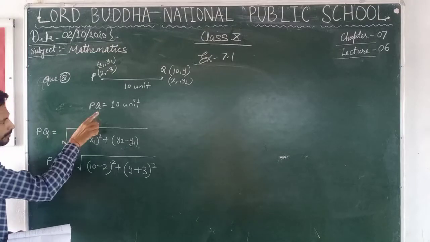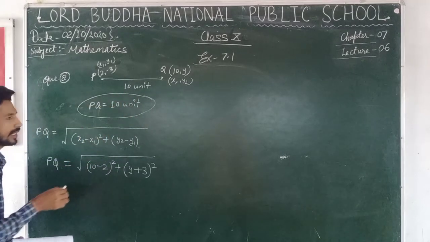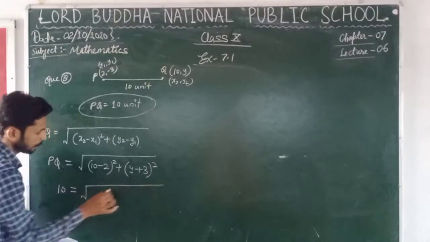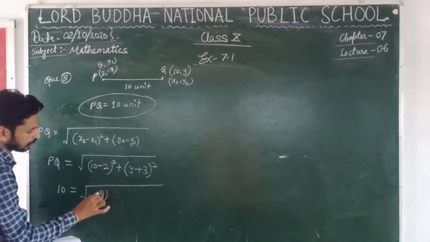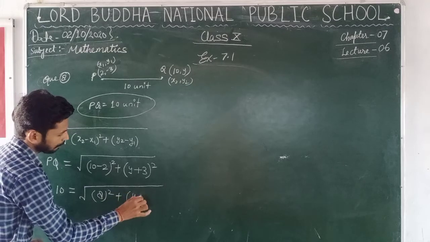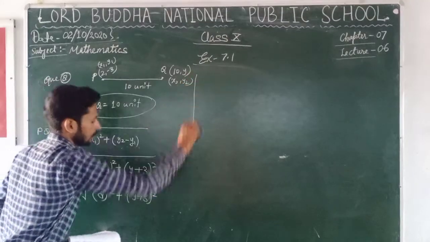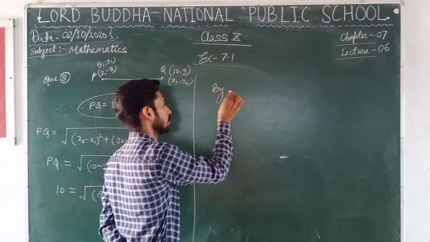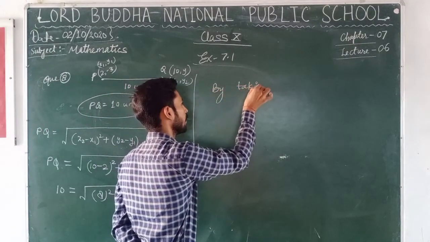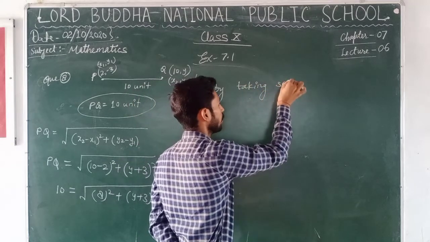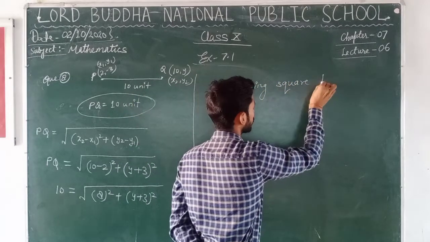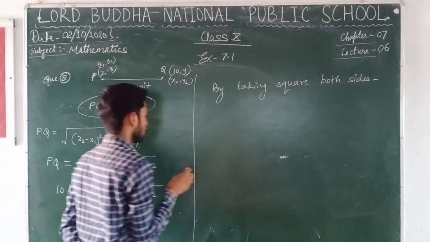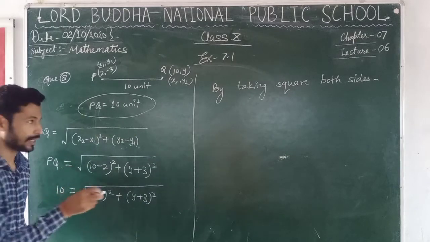What is the value of PQ? That is given in the question, that is 10 units. So here will be 10 equals the square root of (10 minus 2, that is 8) square, plus (y plus 3) whole square. Clear? By taking square on both sides, this will be 10 square, that is 100.